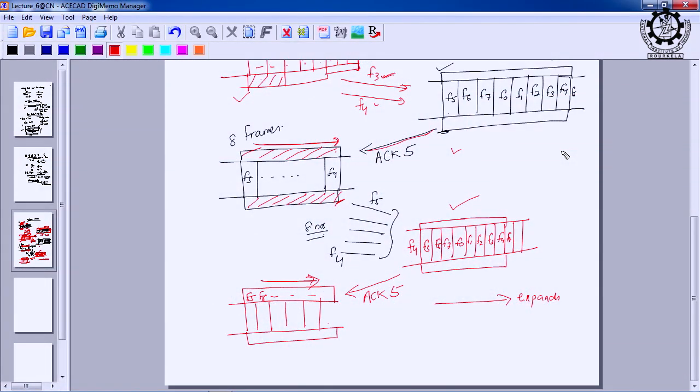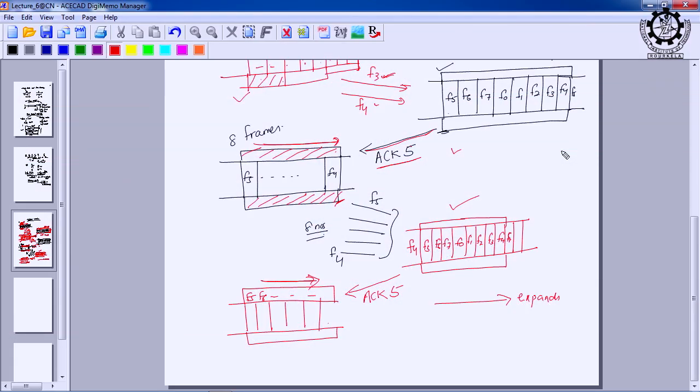So, though it is a protocol that supports multiple frame transmission, again the problem with this is while sending the acknowledgement, you are underutilizing the resource, right? So, how could this be solved?